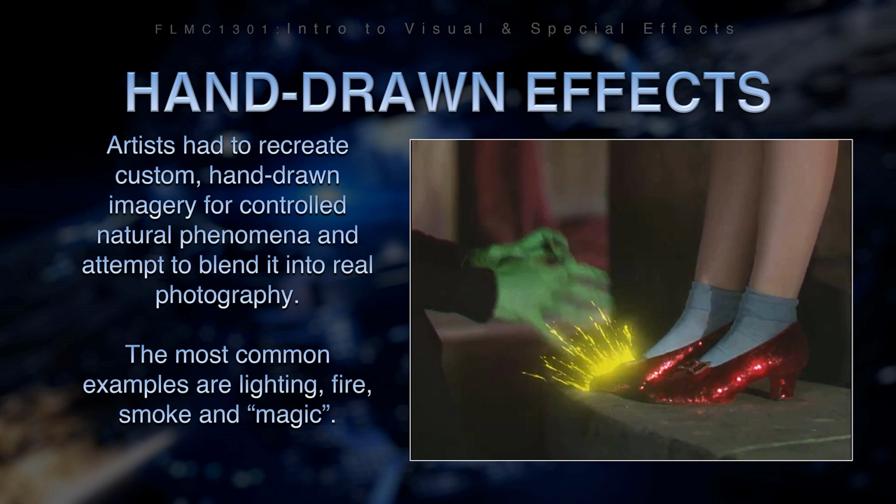The problem with hand-drawn animation incorporated into live-action footage usually results in the fact that the hand-drawn animation is far too crisp, too saturated. The colors are far too saturated. There's very little highlighting and shadowing to actually sink it into the footage. So it stands out. It's basically a sheet of acetate with hand-drawn paint on top of it, so it sticks out. The most common examples are lightning, fire, smoke, and quote-unquote magic.